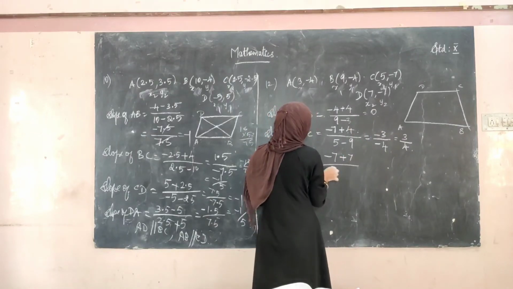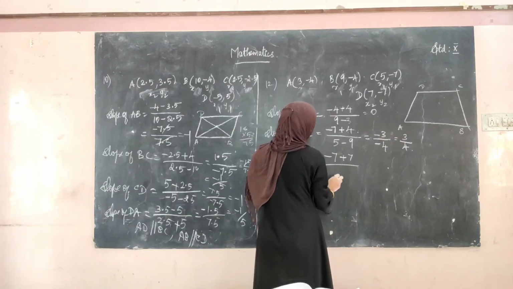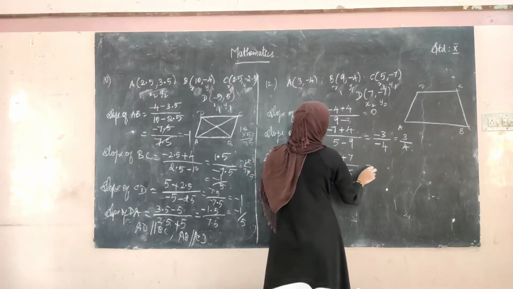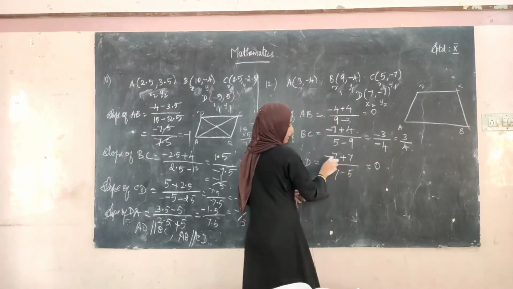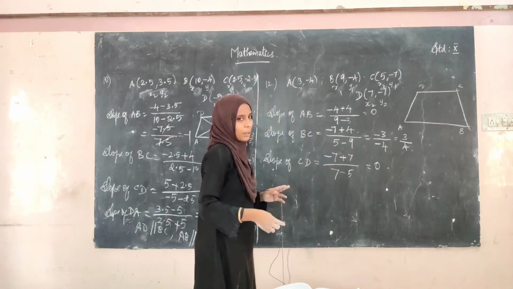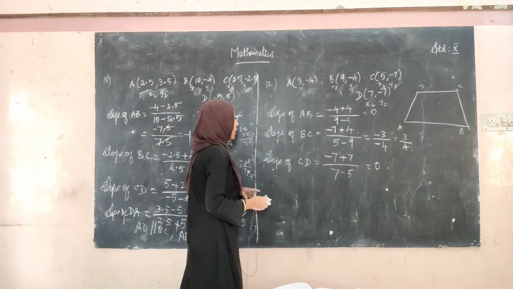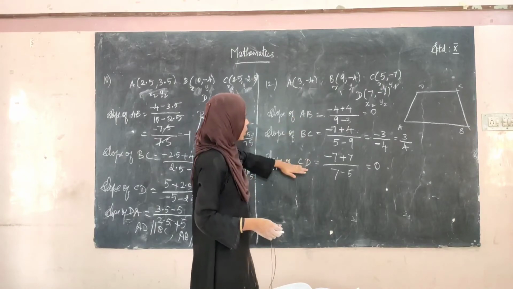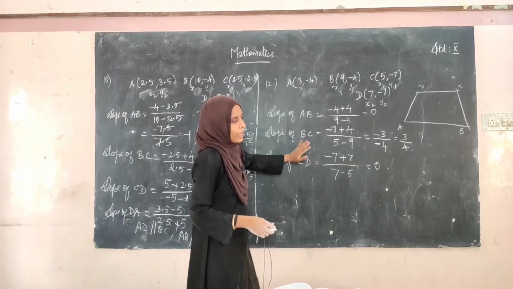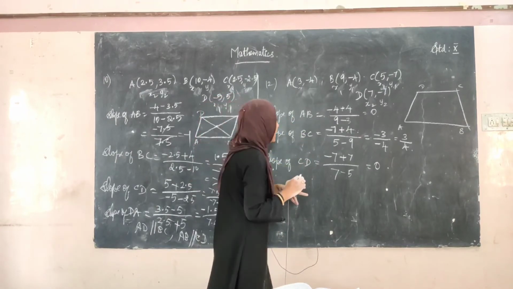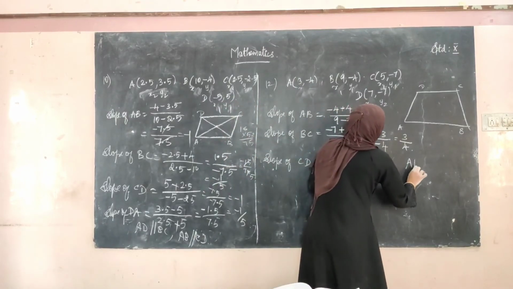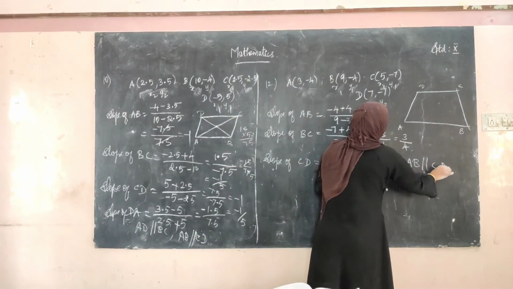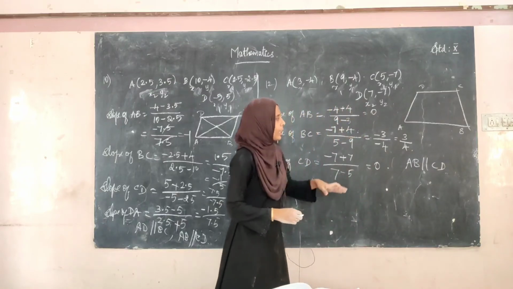So plus 7 divided by x2 minus x1 is 7 minus 5, which is equal to 0. So 7 minus 7 is 0, and 0 divided by anything is 0. See here, we got the slope of AB is 0 and the slope of CD is 0. So we got the same value. Then we can say that AB is parallel to CD.